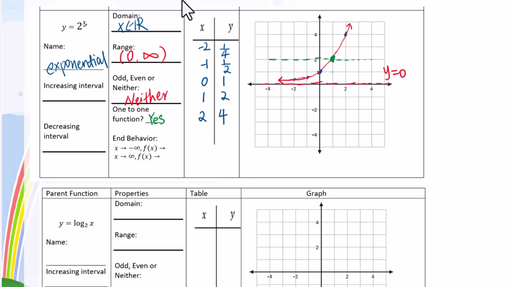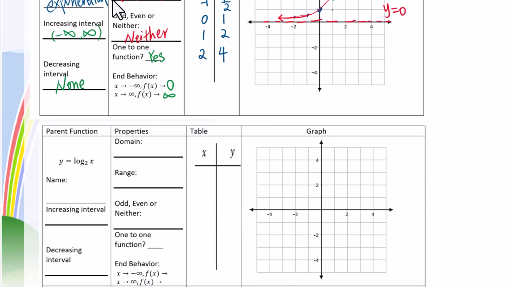When x approaches negative infinity, f of x approaches 0. When x approaches positive infinity, f of x approaches positive infinity. From left to right, the graph goes up, so it's an increasing function. Increasing interval, all real numbers. No decreasing interval.